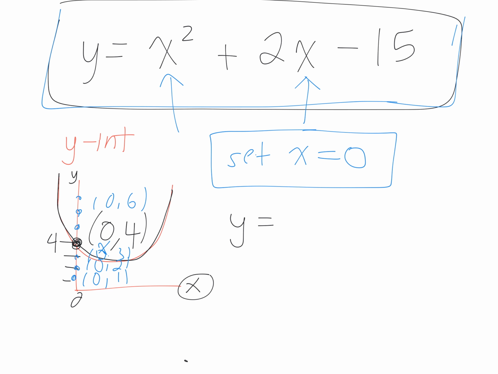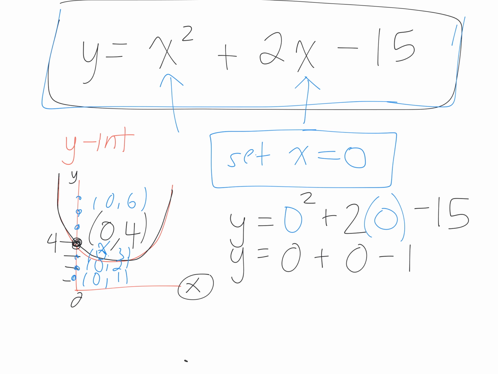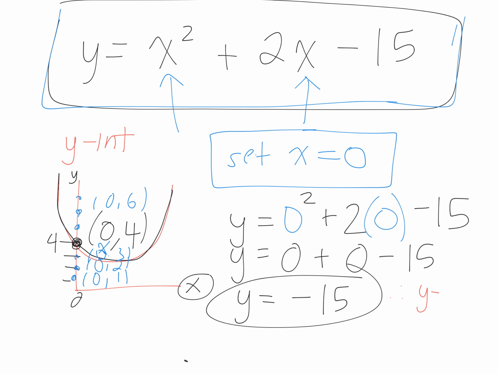Okay, so instead of writing x squared, I'm going to write 0 squared plus 2 times what? 0 minus 15. What is 0 times 0? What is 2 times 0? What is 0 take away 15? Negative 15. Okay, so therefore, I want you to copy this down. The y-intercept equals (0, negative 15).